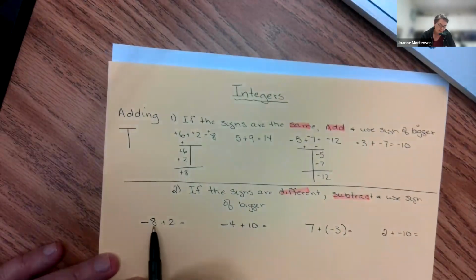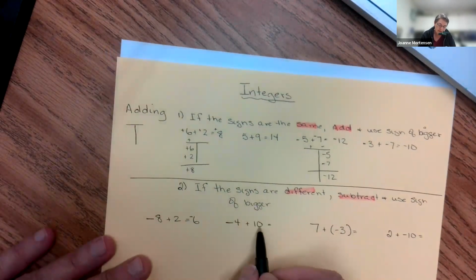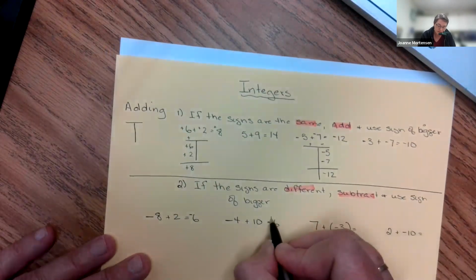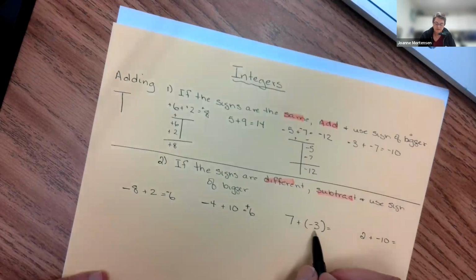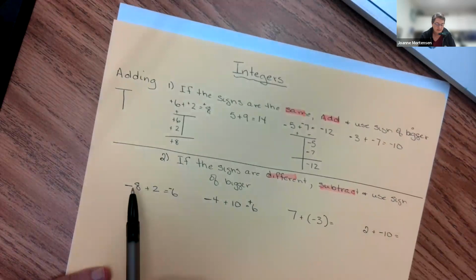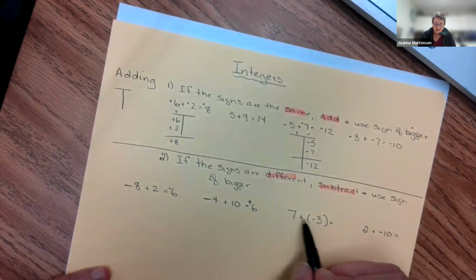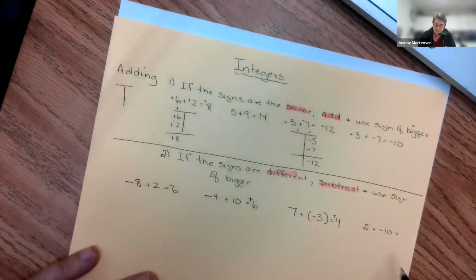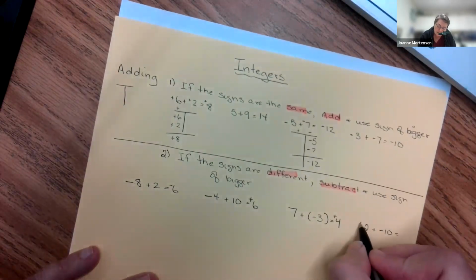So signs are different. So 8 minus 2 is 6. Sign of the bigger one. 10 minus 4 is 6. Sign of the bigger one. 7 plus minus 3, okay, then we rewind. Signs are different, subtract, sign of the bigger. Signs are different, subtract, sign of the bigger. Signs are different, subtract, that's going to give me 4, sign of the bigger. Signs are different, so don't forget.